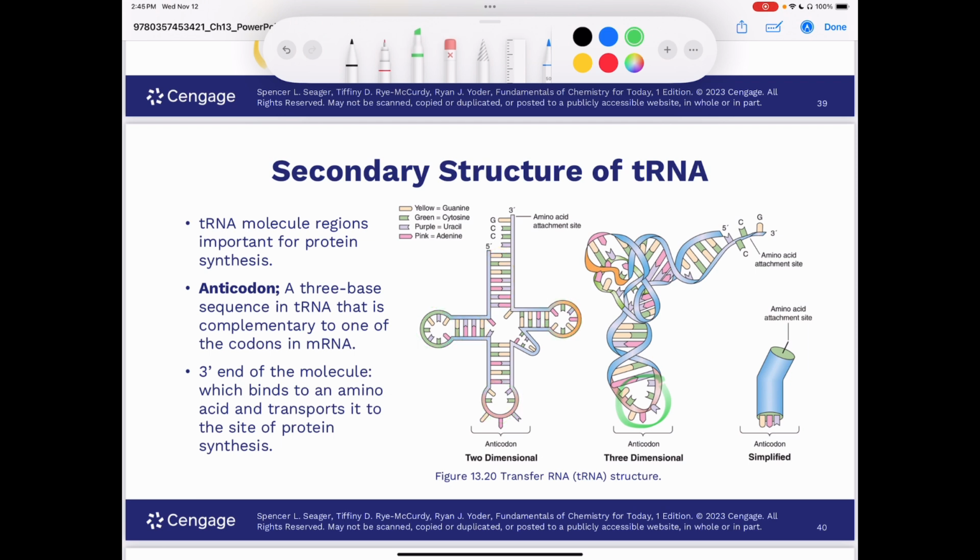And so you can see how we have our anticodon site here. And there's another one here. And then this is a very simplified version of our tRNA here. And then we have our amino acid attachment site up here at the 3' end. And you can see here in this diagram, which shows more of the three-dimensional shape of the molecule. And then we have the very simplified version right here.